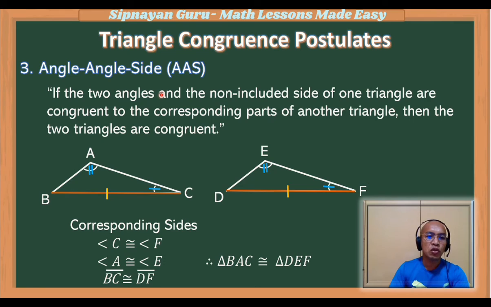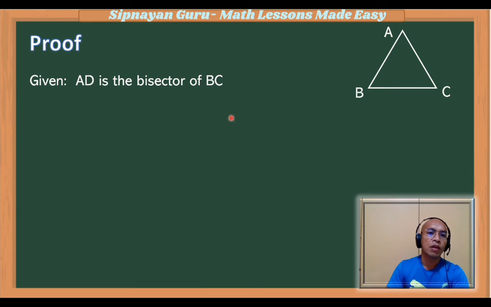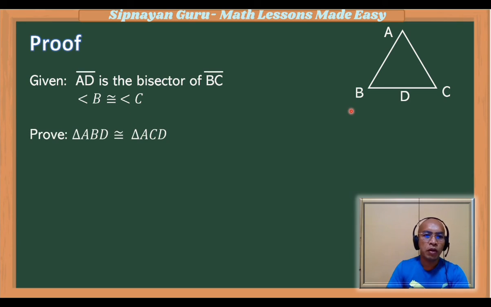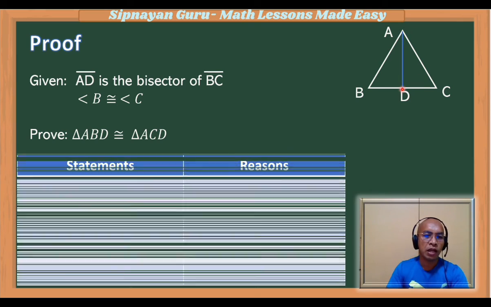The angle-angle-side postulate states that if the two angles and the non-included side of one triangle are congruent to the corresponding parts of another triangle, then the two triangles are congruent. Suppose we have triangle ABC. Now the given statement: AD is the bisector of BC and angle B is congruent to angle C. This is the midpoint because this is a bisector, so it divides this segment into two equal parts. So we can draw a segment that joins the midpoint and the vertex of this triangle.